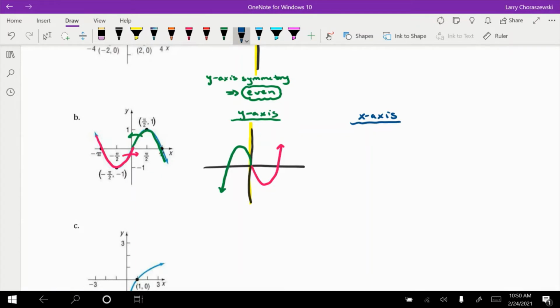Sine functions are always odd provided there's no horizontal or vertical shifting. So as long as there's only a period change, then they would be odd.